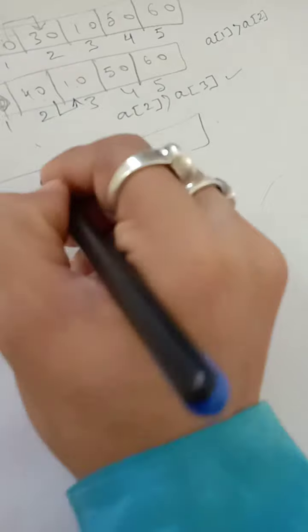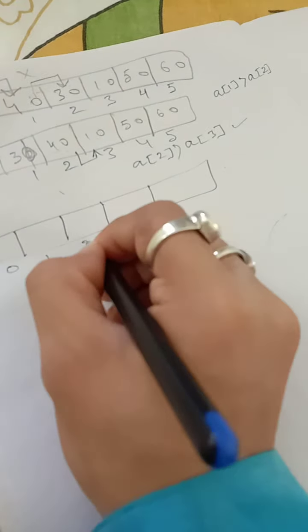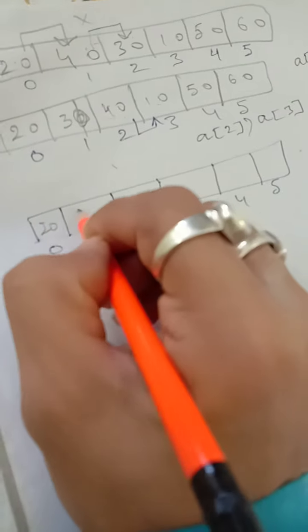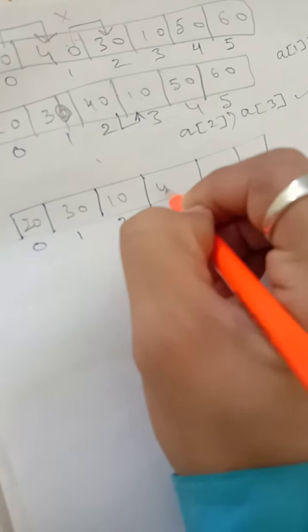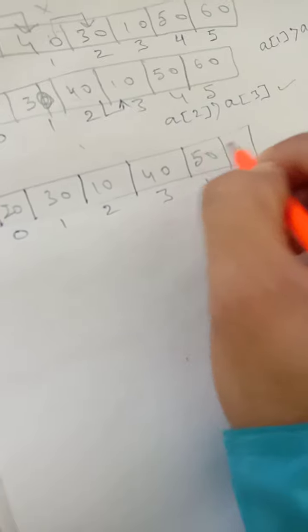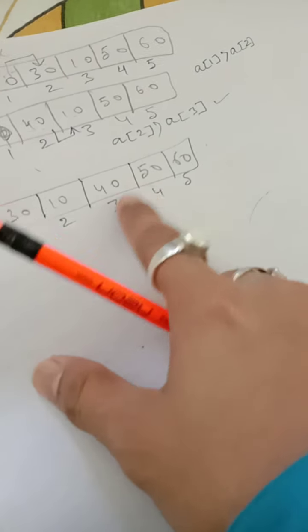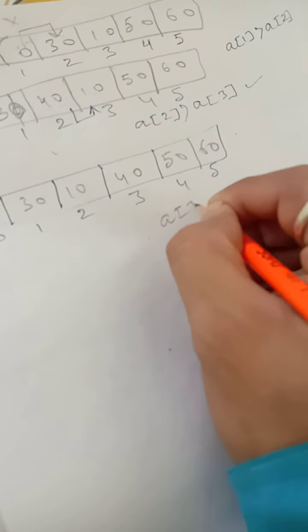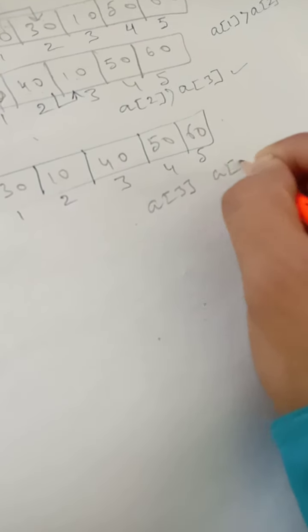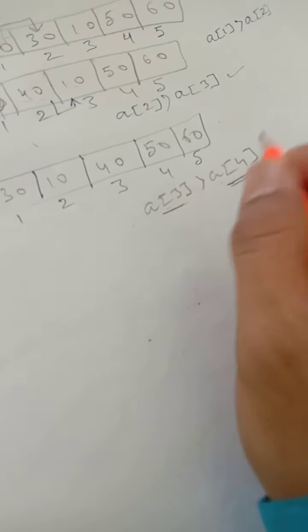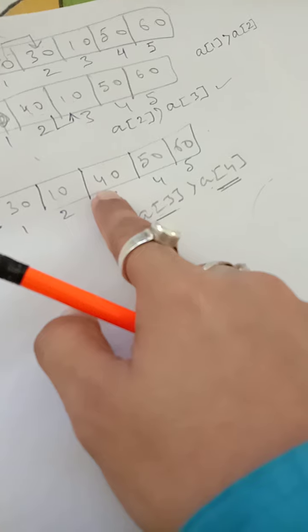Don't worry, because all this will be demonstrated using my vehicle language that we are going to use over here, C++. Don't worry regarding that. So 10 will be placed over here, 40 will be over here, followed by 50 and 60. Our next task is to compare between 3 and 4, that is A of 3 and A of 4, whether this A of 3 is greater than A of 4 or not. We see this is not true.